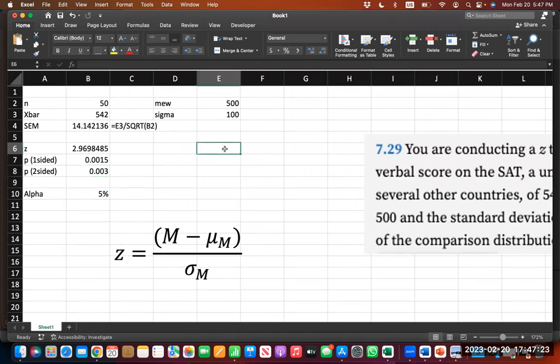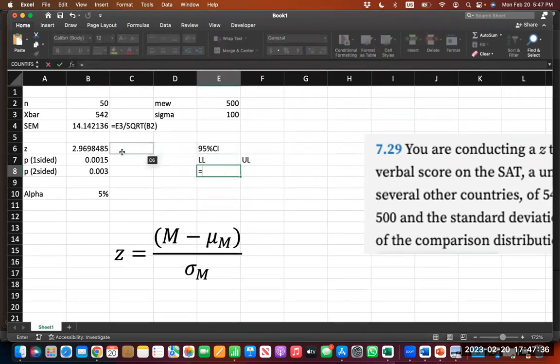If I were to calculate now the 95% confidence interval, and I would like to calculate the lower bound and the upper bound, you would basically have the mean of my sample minus 1.96 multiplied by the standard error of the mean.